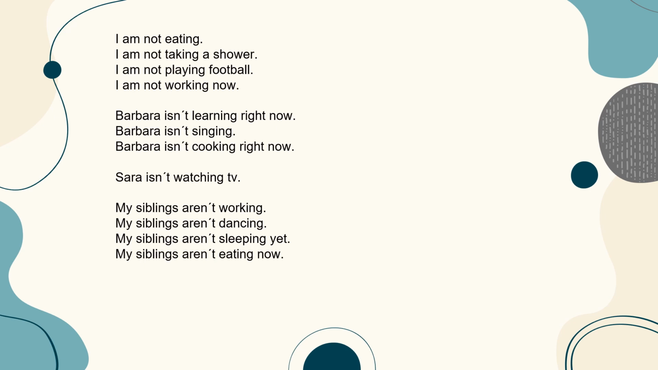So take a look at the examples here and pay attention to the verb to be. The second verb, which is the main verb, is going to be the same for all of them, for all the pronouns. All are going to have the ing form. So Barbara isn't singing. I am not eating. Okay? The eating, singing, working, etc. are not going to change.